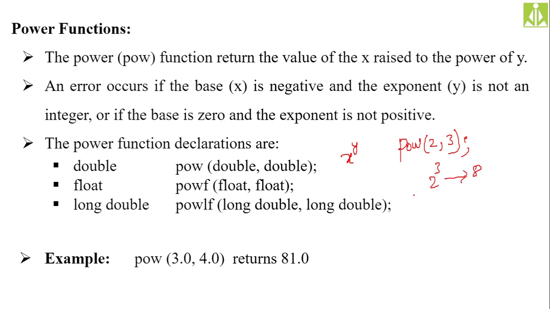So like this you will get. For different types of values, you can apply different forms of this power function. The first form, pow, applies on double. The second form, powf, is applied on floating point numbers, and powl is applied on long double numbers. Take the example pow of 3.0 comma 4.0. Here 3.0 to the power 4.0 is 81. You will get the output as 81.